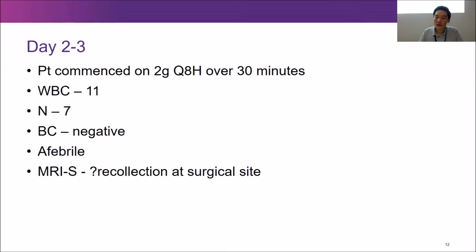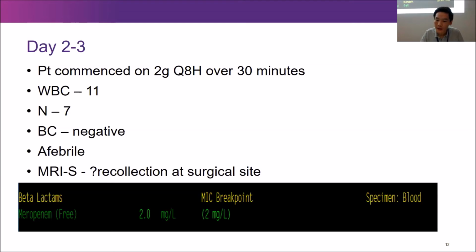Now, the surgeons requested a repeat MRI because that was in their postoperative instructions. What the MRI found was that the infection had recollected at the surgical site. The doctors were concerned that the patient was not being adequately treated with the Meropenem. So we measured a trough concentration based on the 2 grams every 8-hour dose. The Meropenem concentration came back at 2 milligrams per liter. This was taken at the right time, and it is definitely a trough concentration.